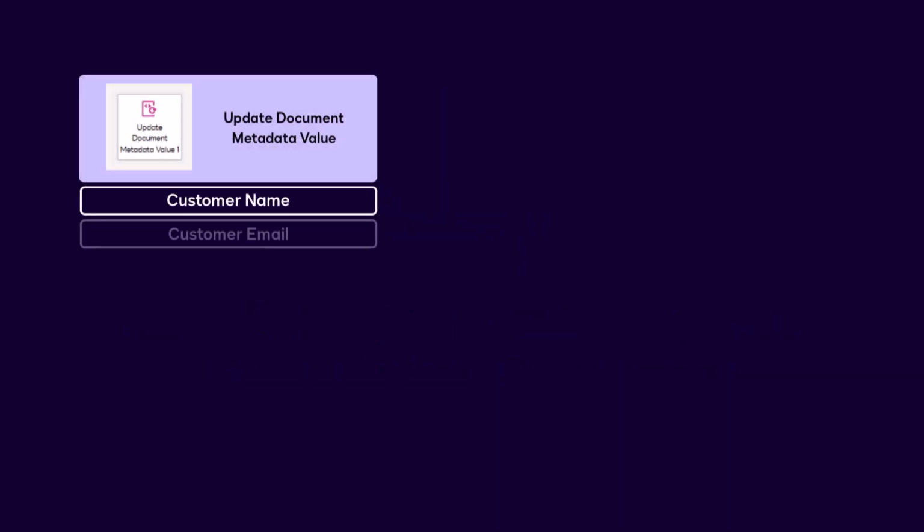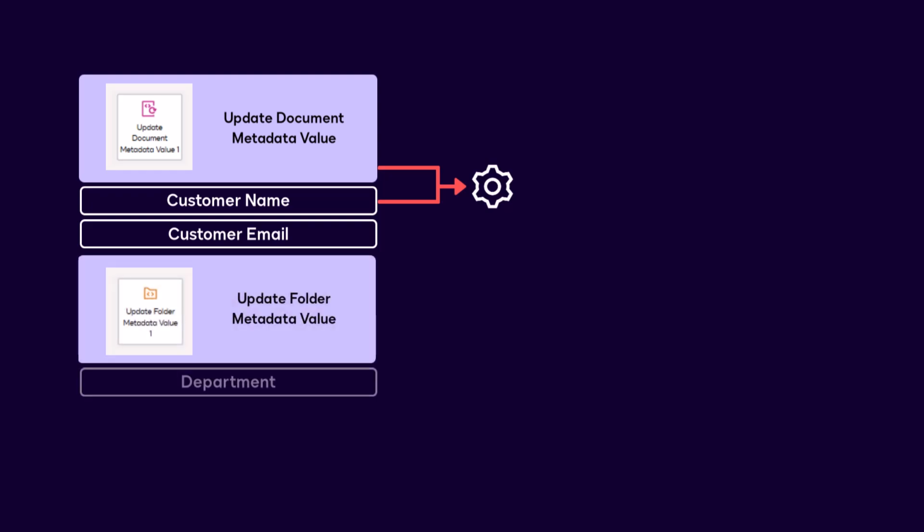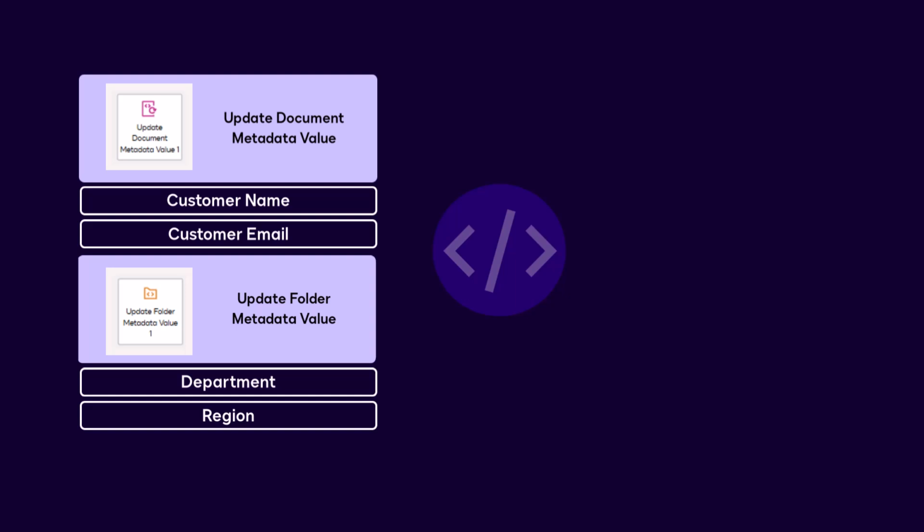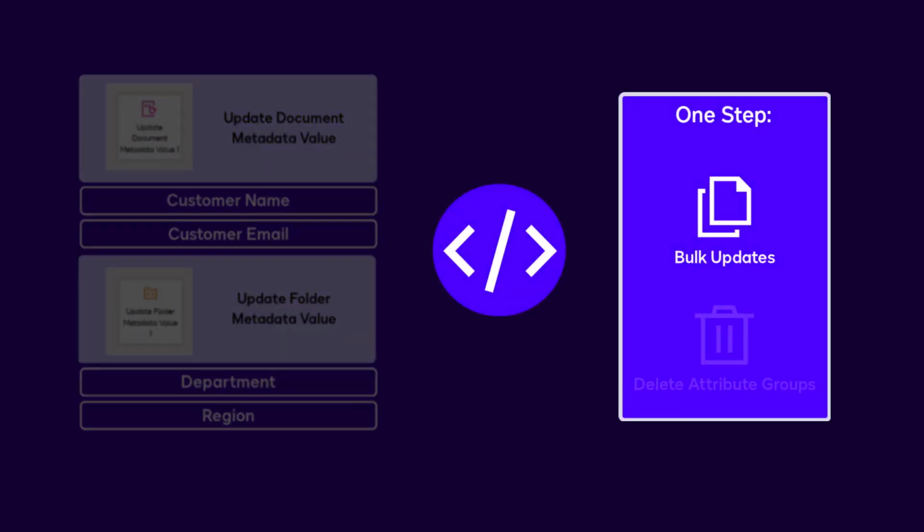Instead of individually configuring attributes in the Update Document Metadata Value and Update Folder Metadata Value workflow steps in CLM, you can use an XML variable to handle bulk updates and delete attribute groups in one step. This reduces manual setup and keeps your workflows efficient and scalable.